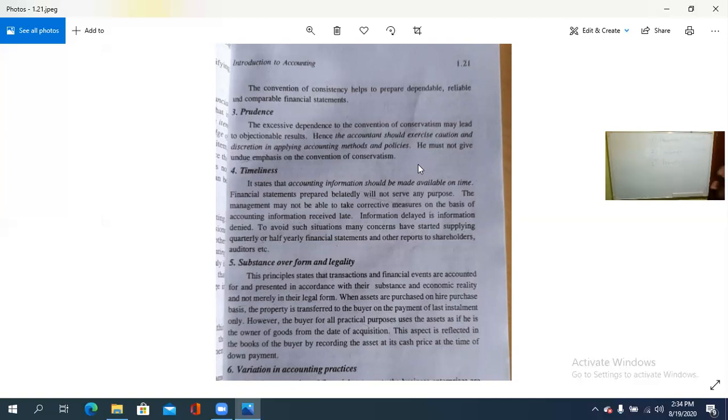Then timeliness. What is that? It states that accounting information should be made available on time.